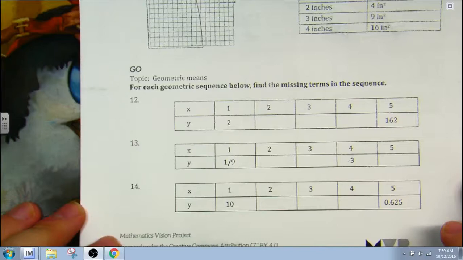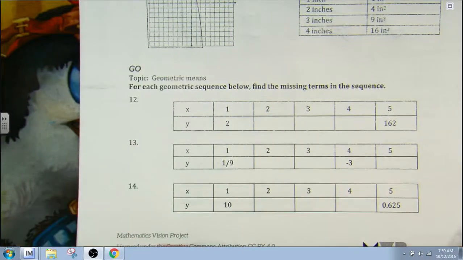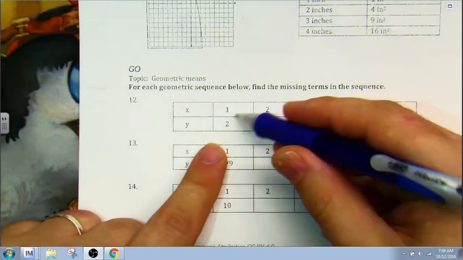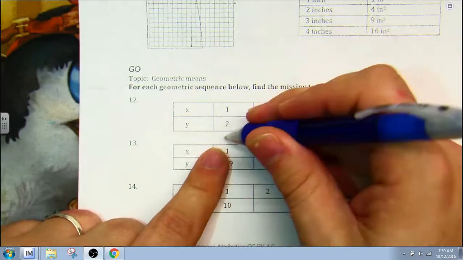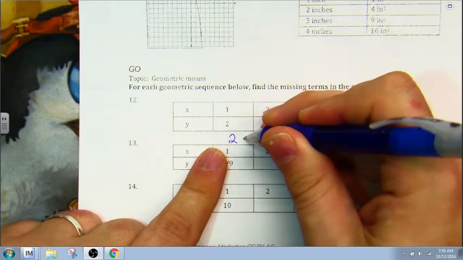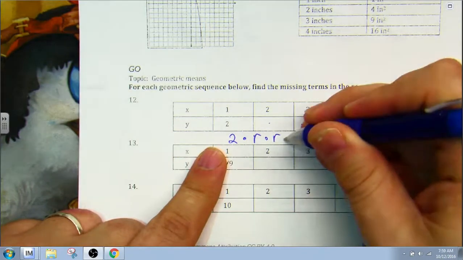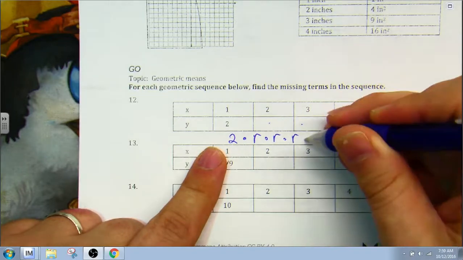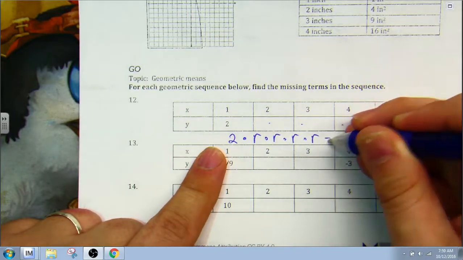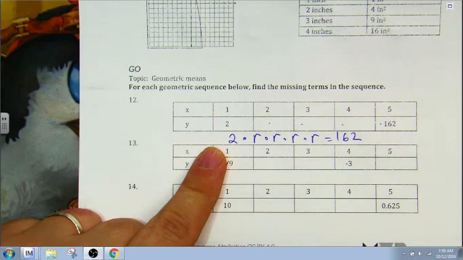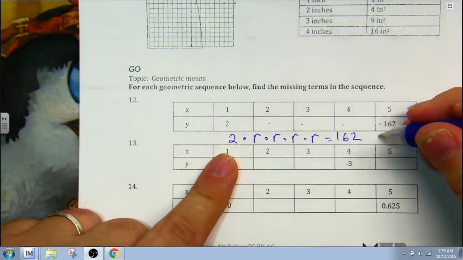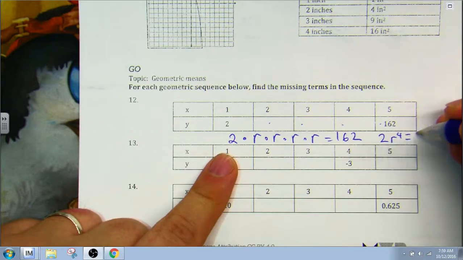And then finally, we're going to go back in the Wayback Machine and talk about geometric means. How do we find these numbers in between? Remember, one of the things we're doing is inventing equations. I know for this one, this is going to be 2 times r to get here, times r to get here, times r, times r to get to 162. So I know that 2r to the 4th equals 162.